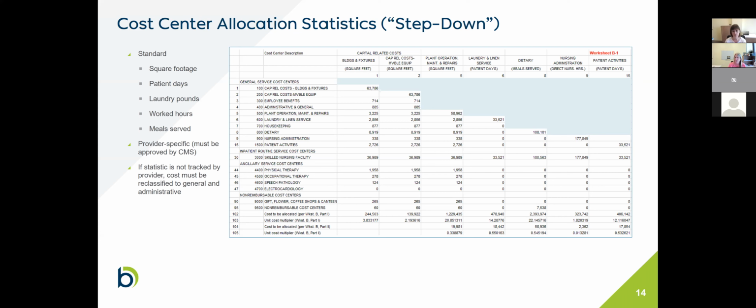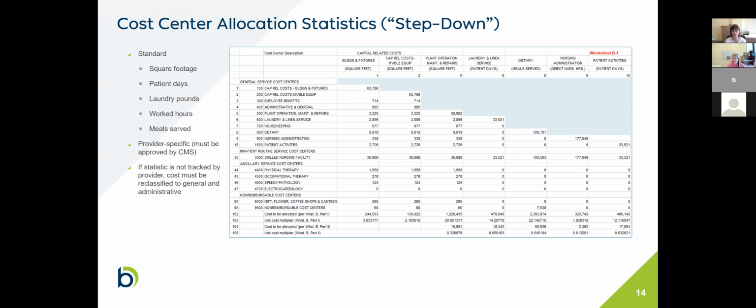For many people, the statistic for capital related costs that CMS requires as the most approved statistic is square feet. There are others that you can use, such as depreciation, but most facilities use square feet. Laundry and linen is another one where we look at allocation. An acceptable allocation for laundry and linen is patient days and or pounds of laundry.